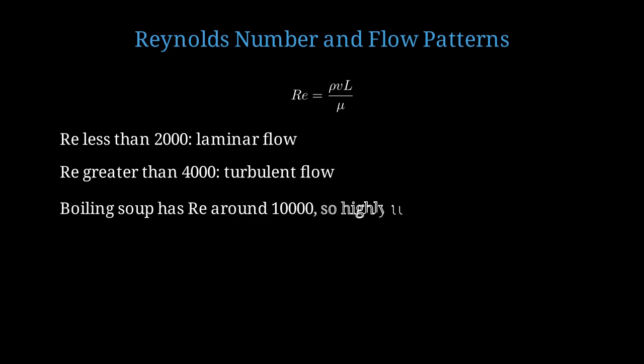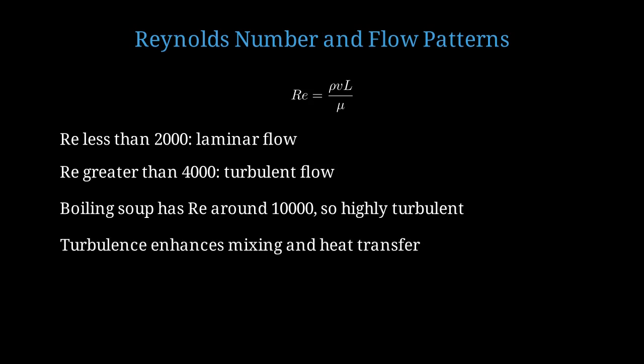In boiling soup, with rising bubbles and convection currents, Reynolds number is around 10,000. This is highly turbulent flow. Turbulence is actually beneficial because it enhances mixing and heat transfer coefficients by factors of 10 to 100 compared to laminar flow.